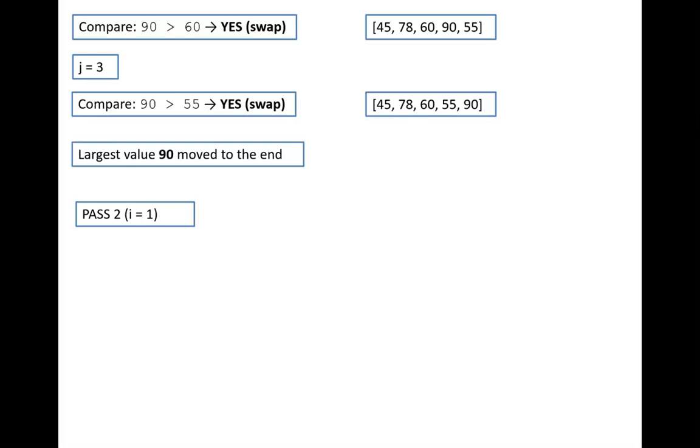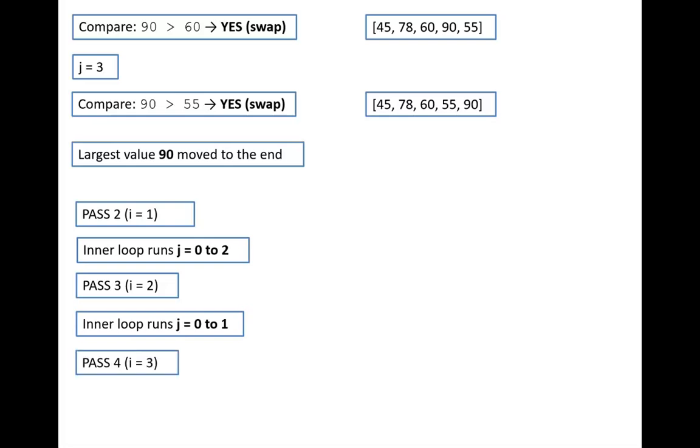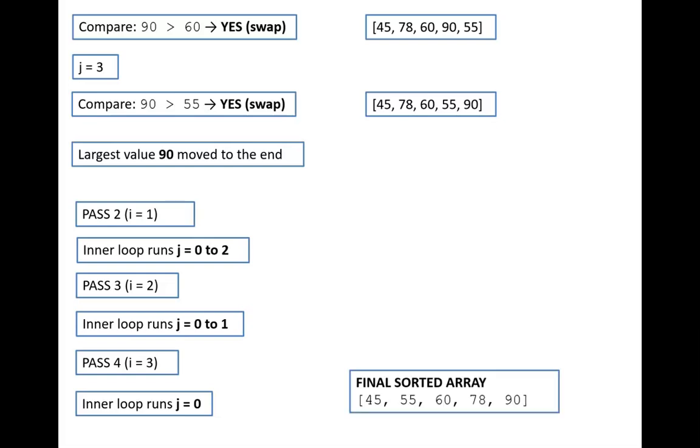Pass 2, i is equal to 1. The inner loop runs from j equal to 0 to 2. Pass 3, i equal to 2. The inner loop again runs from j equal to 0 to 1. Pass 4, i equal to 3. The inner loop runs from j equal to 0. So finally, after all these 4 passes, your sorted array will be 45, 55, 60, 78 and 90.